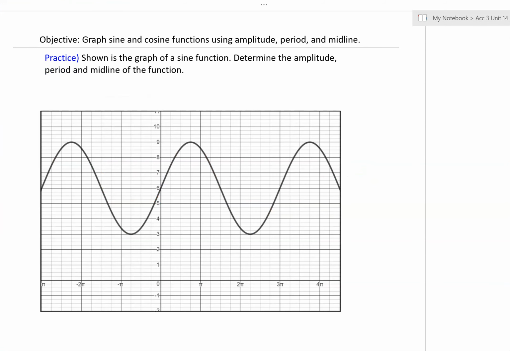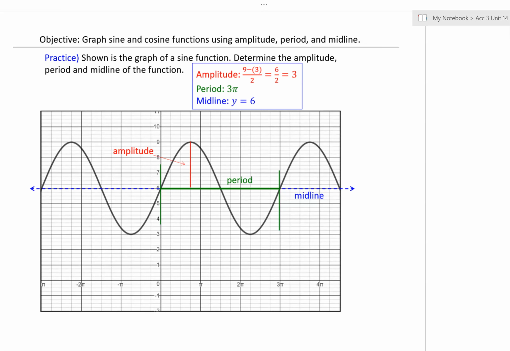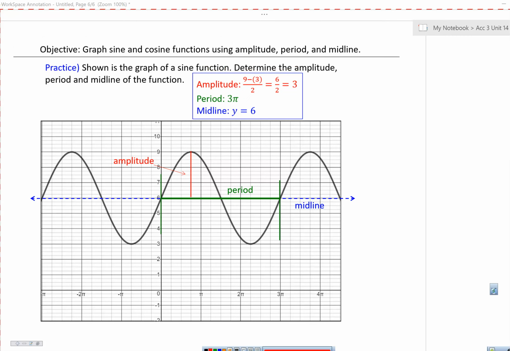Here's another practice problem for you to try. Pause the video. All right, let's take a look at this one. So, how did you do? Here's the results up here.